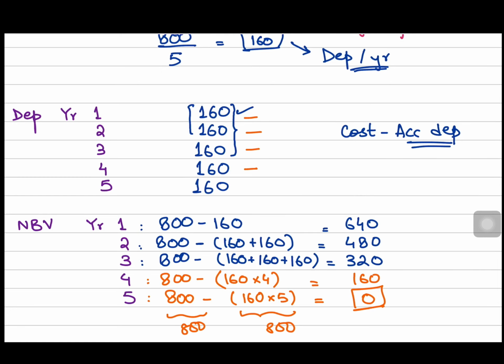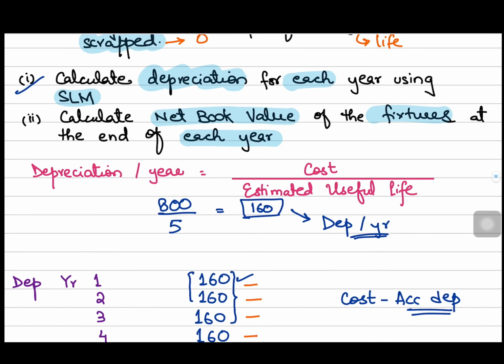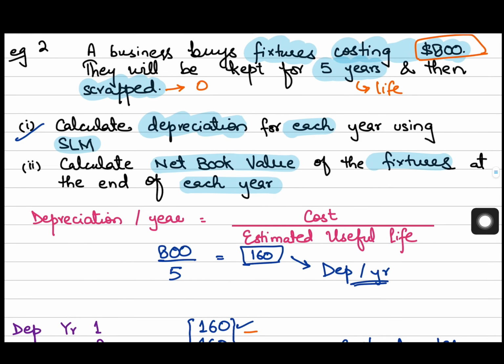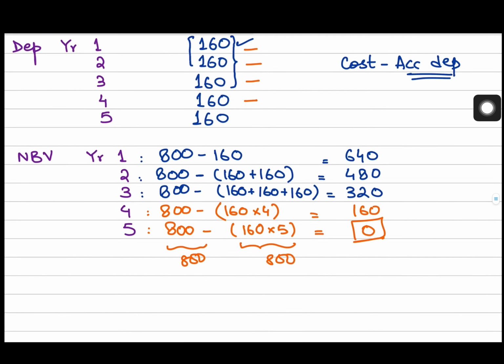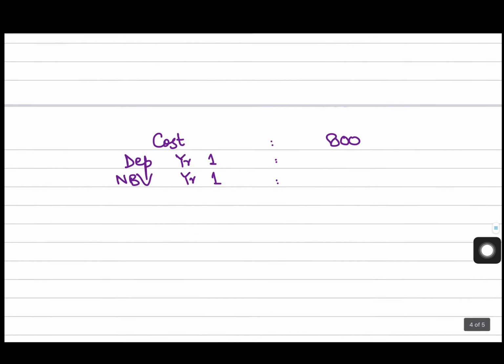Because we estimated in the first year, the year of purchase of these fixtures, that we might not receive anything on their disposal, that is, they were scrapped, right? Nothing is received from these. So that is why the net book value at the end of its useful life is 0. Now there's another, simpler way to calculate net book value in order to avoid these many calculations. So let's do that as well.